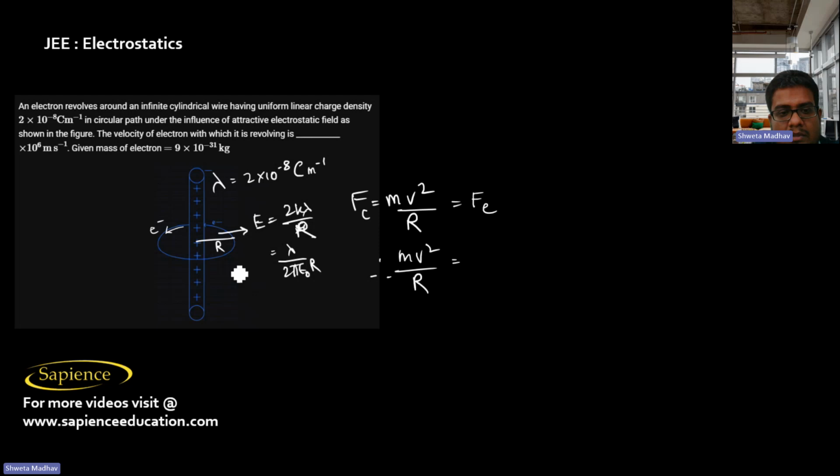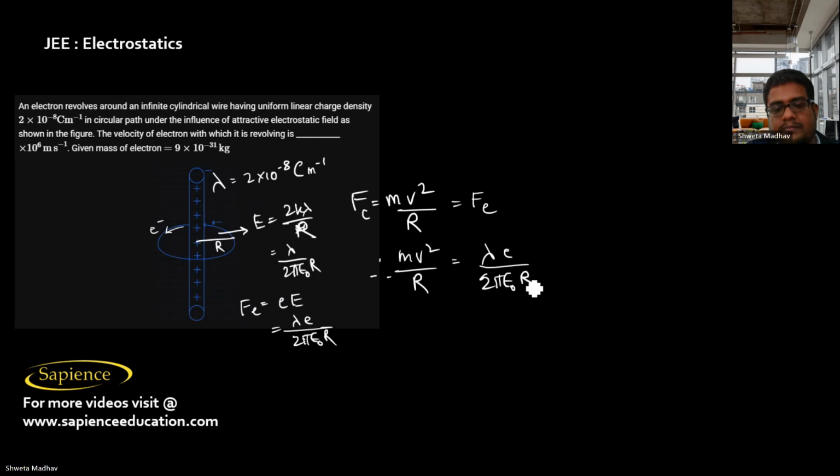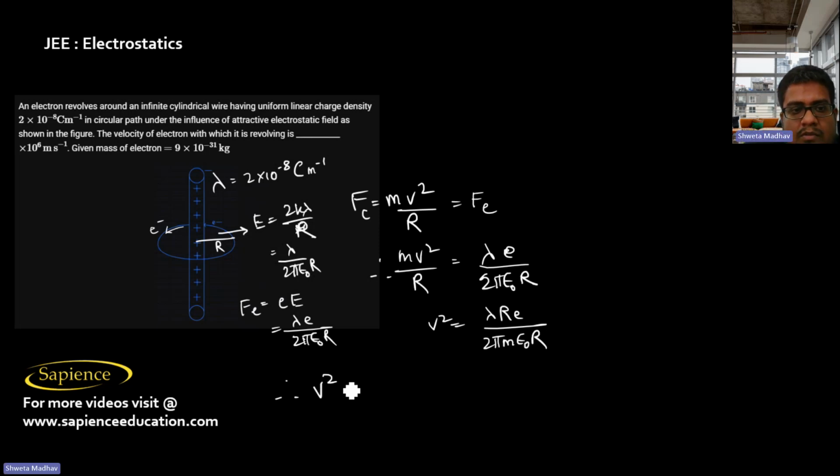So therefore the electrostatic force will be equal to qE, that is e into this, so lambda e by 2 pi epsilon naught into r. Velocity has been asked. So v square is equal to lambda e by 2 pi m epsilon naught. Therefore the square of the velocity of the electron, lambda is 2 into 10 power minus 8, into r.